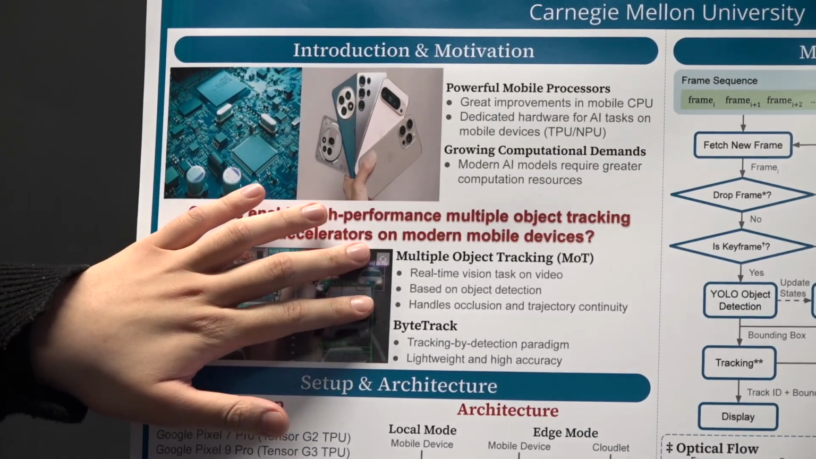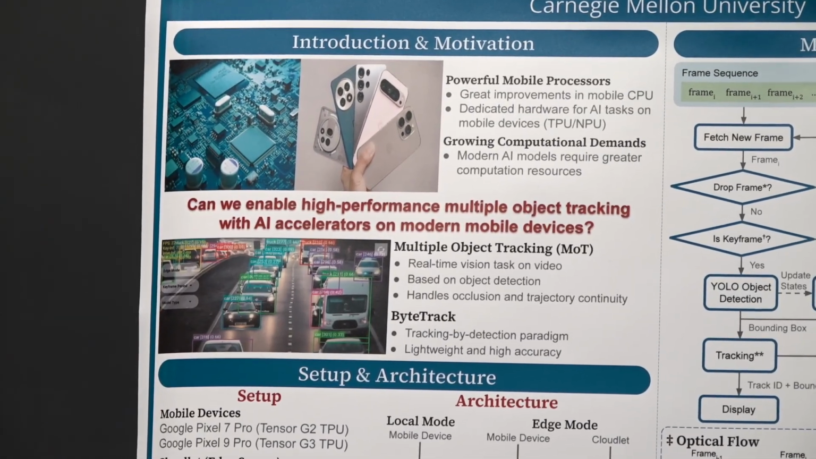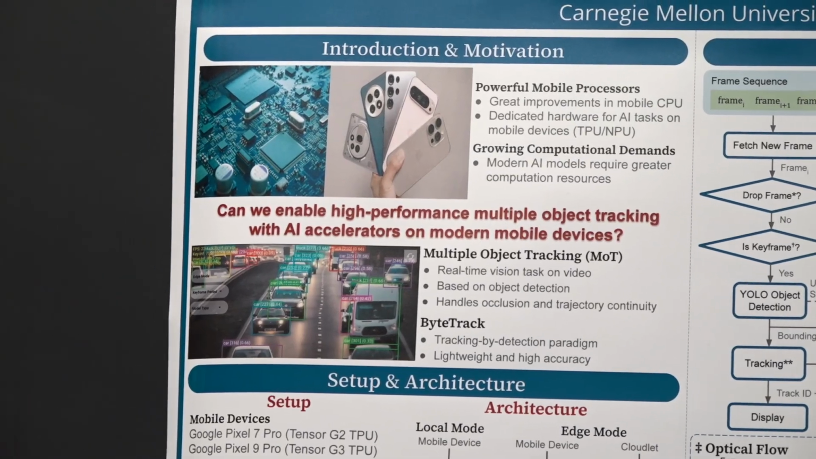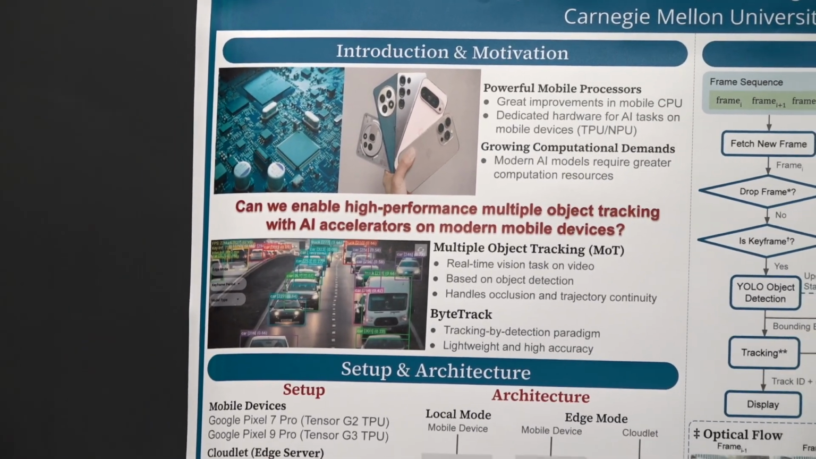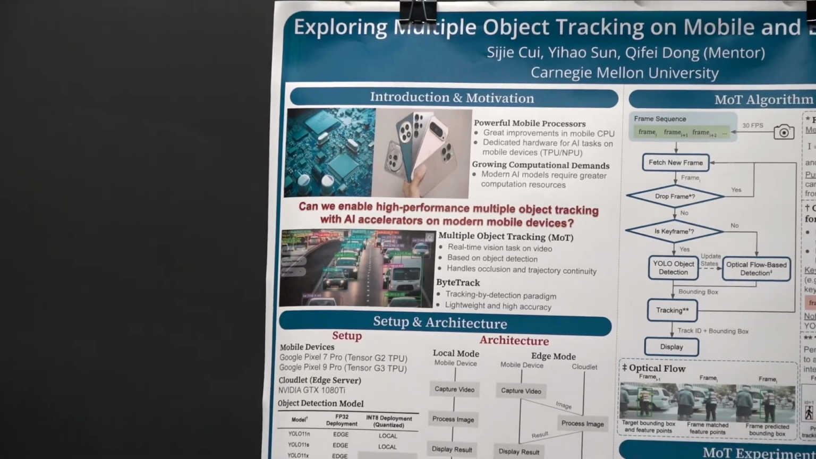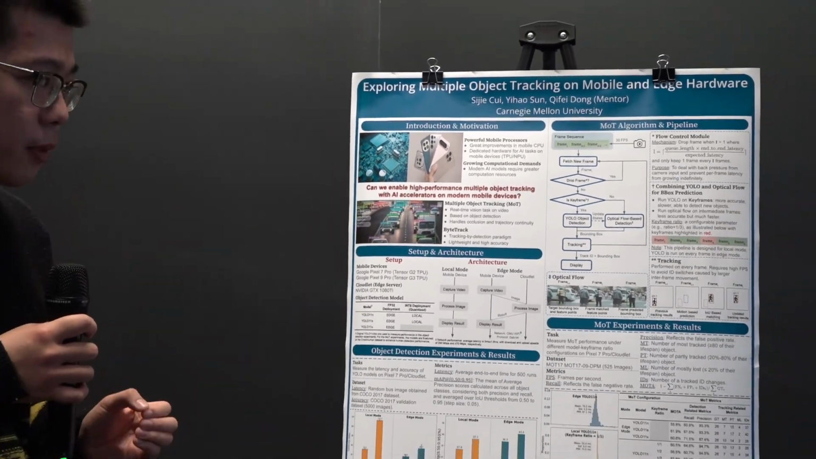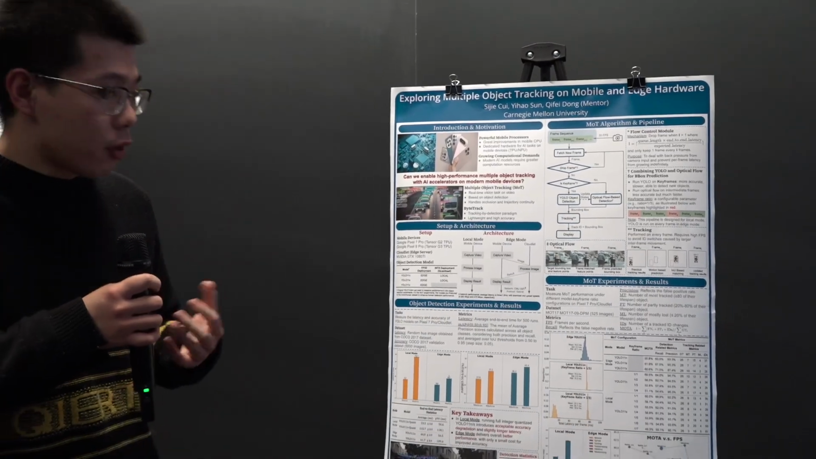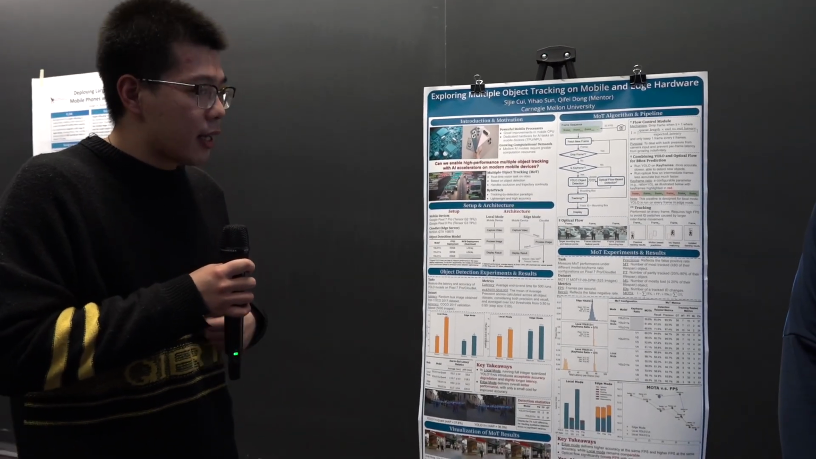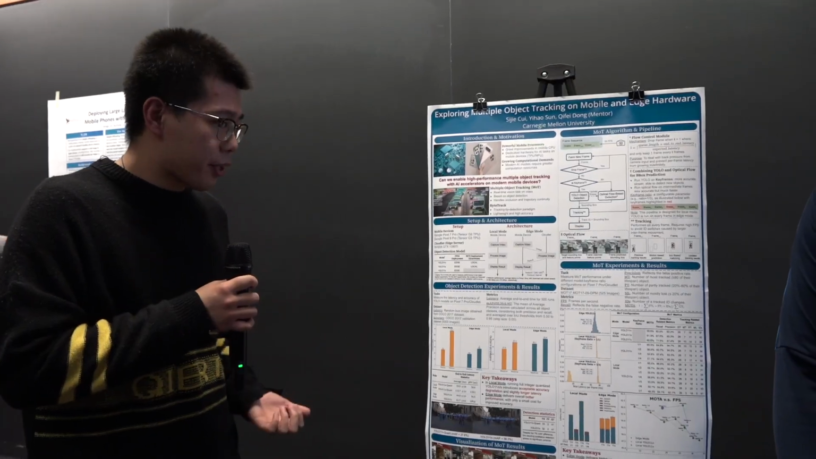MOT stands for multi-object tracking, which is a real-time vision task on video. It is based on object detection, and it handles occlusion and trajectory continuity. And ByteTrack is a very classic algorithm for MOT. It follows the tracking-by-detection paradigm. It is lightweight and it has very high accuracy.